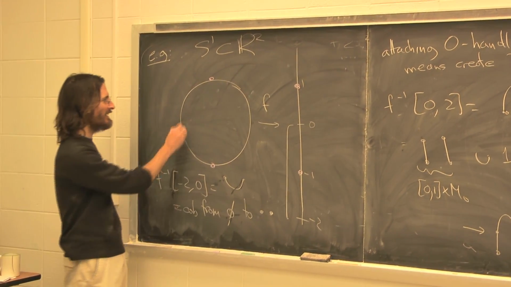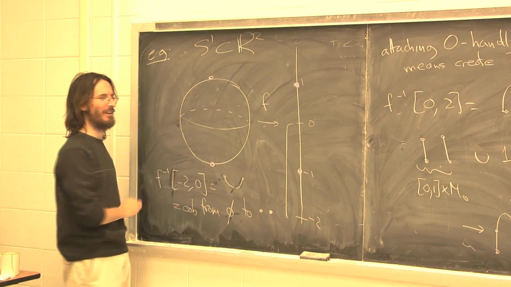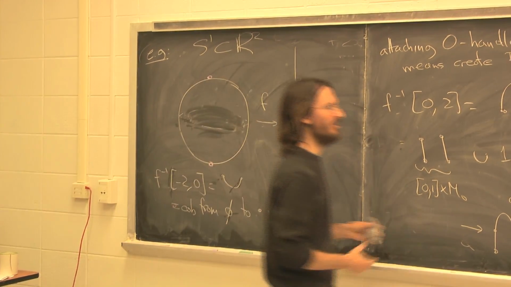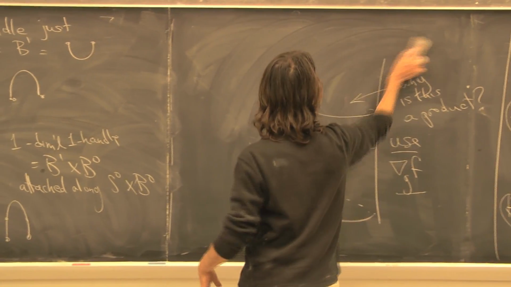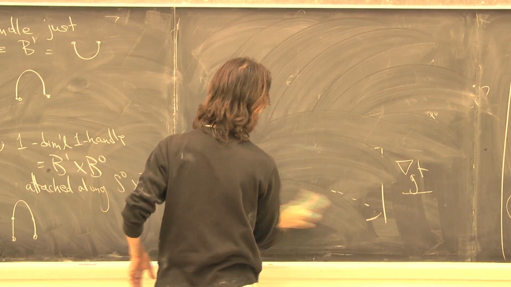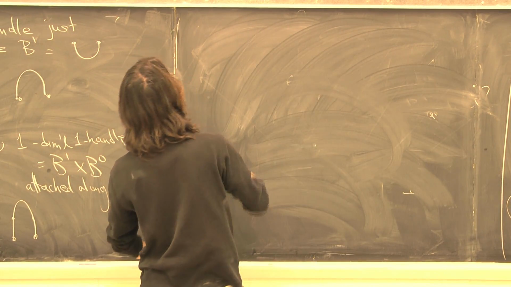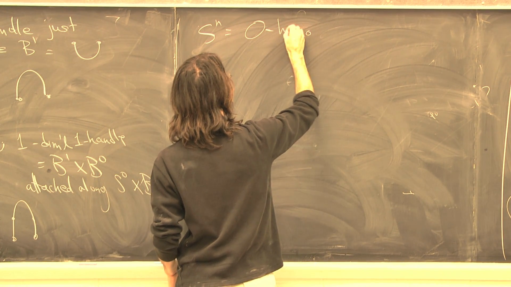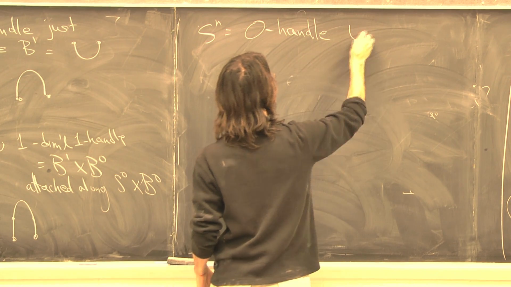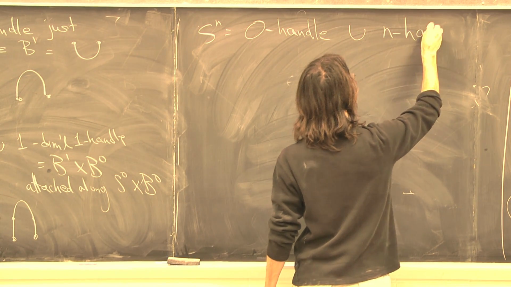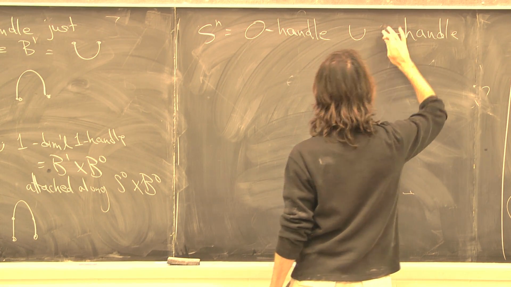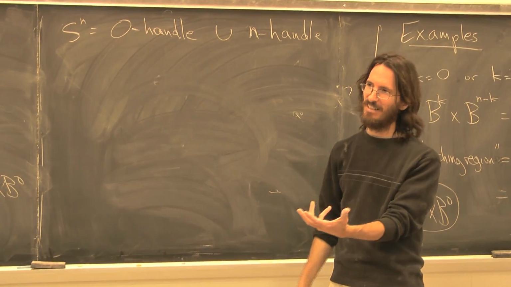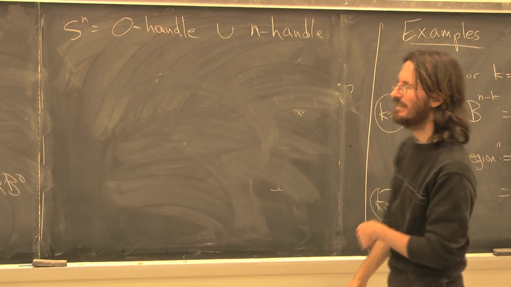You can think about it yourself: what happens if you have a 2-sphere, or any dimensional sphere. More to the point, any sphere Sn is a union of a 0 handle and an n handle. When I say 0 handle union n handle, I mean you attach a 0 handle to nothing, and then you attach an n handle to the top of that.